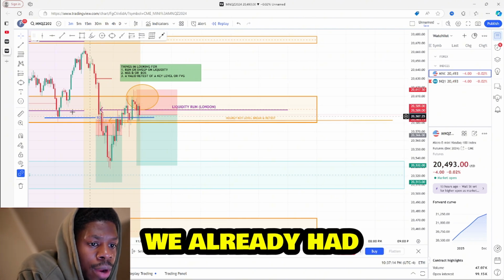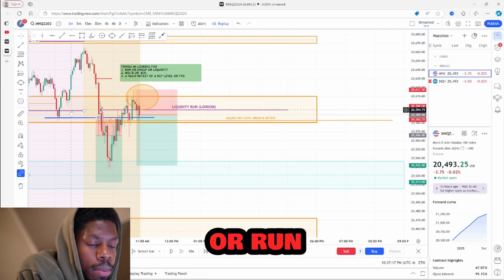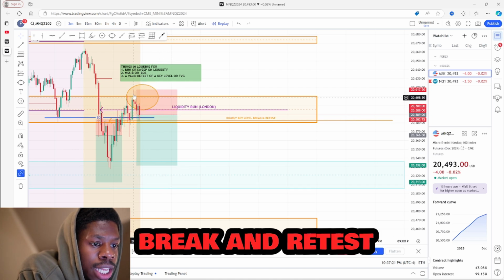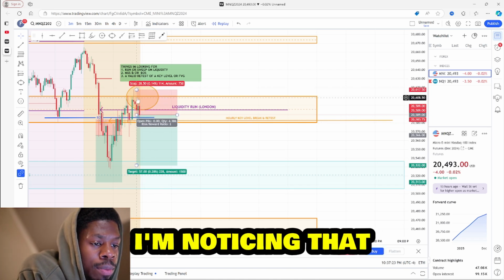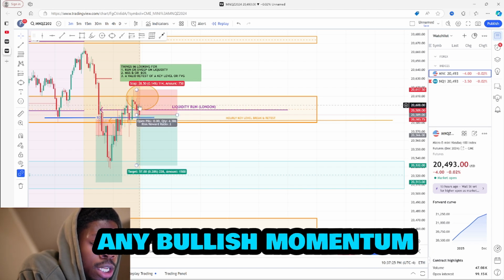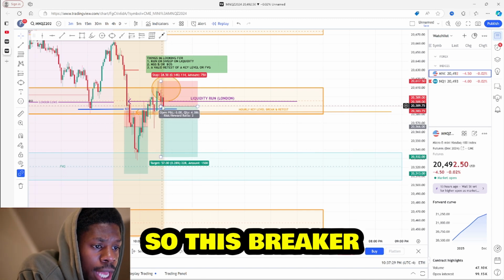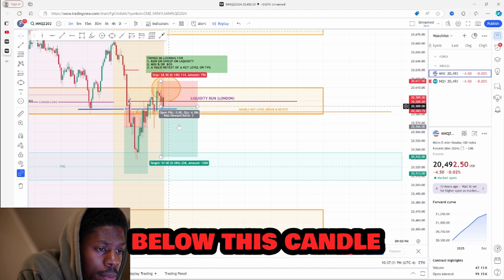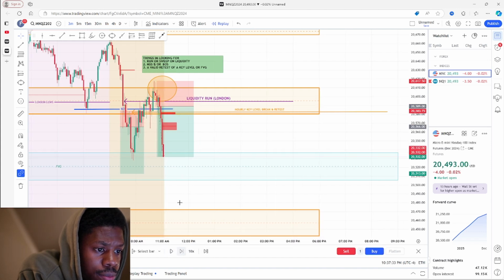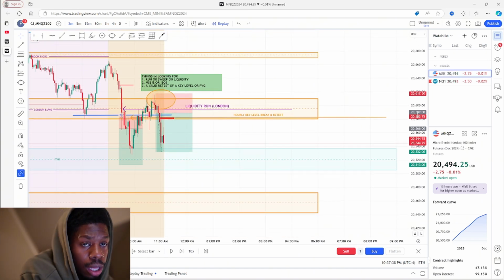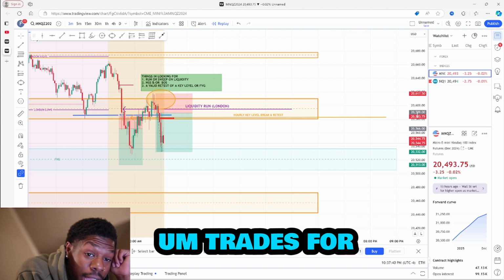We already had our London sweep or run. We already had our break in structure. Now we're waiting on another valid break and retest. I'm seeing multiple rejection wicks. I'm noticing that we aren't getting any bullish momentum outside of this key level anymore. So at this break of a candle, we break below this candle, we get in, and we get our good 1 and 2 trade. So that's my trades for the day.